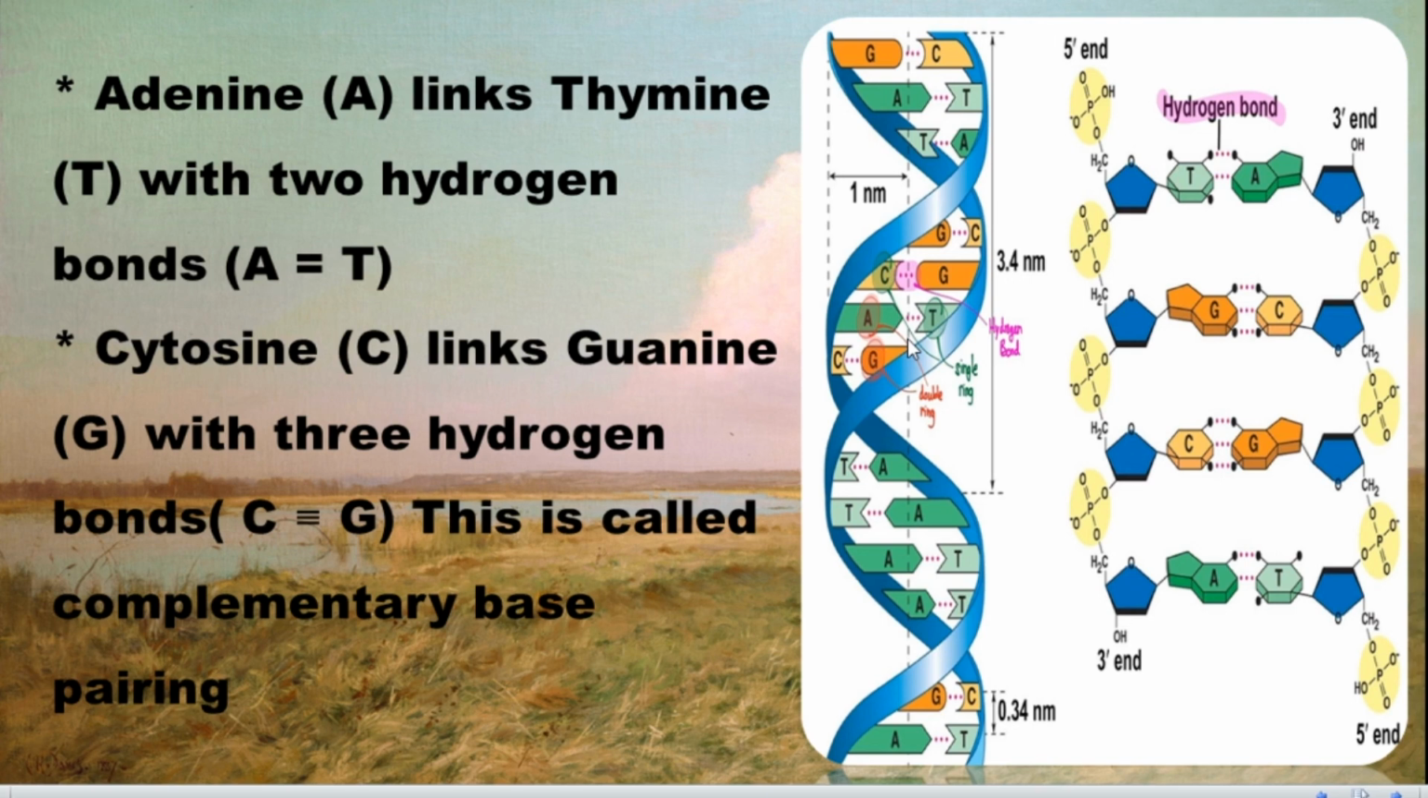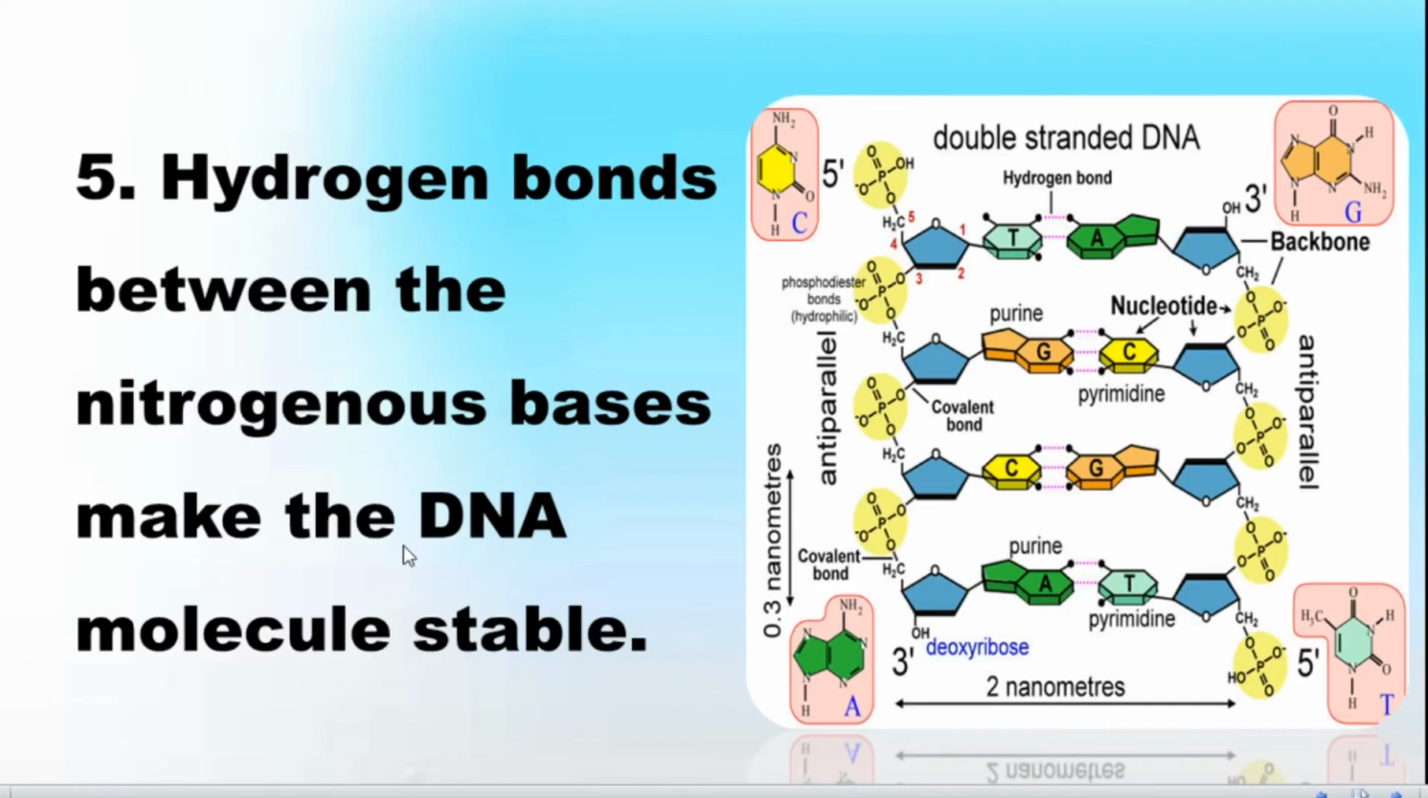So the two hydrogen bonds you have to mention. Cytosine always pairs with guanine, with three hydrogen bonds. So you have to explain that. And hydrogen bonds between the nitrogenous bases make the DNA molecule stable. Because the nitrogenous bases are held by hydrogen bond support, you have to explain that the DNA structure remains stable because of the hydrogen bonds. So that you have to write.